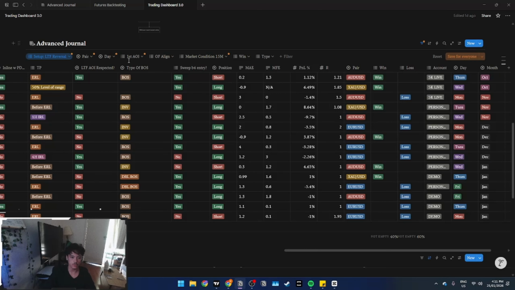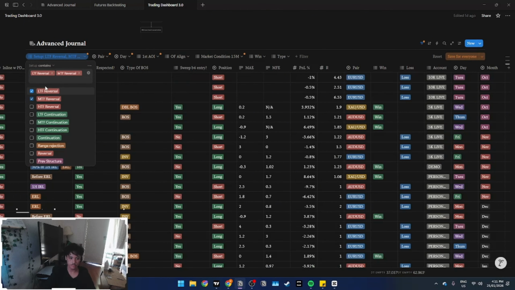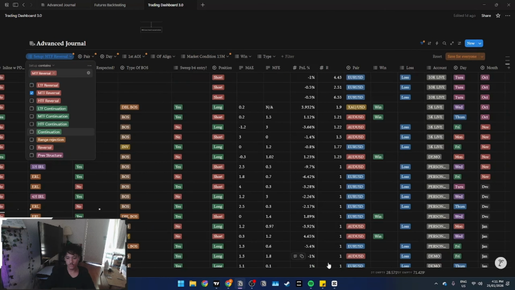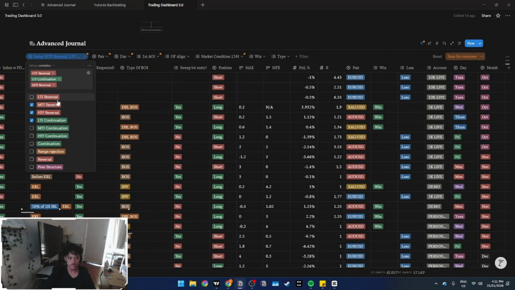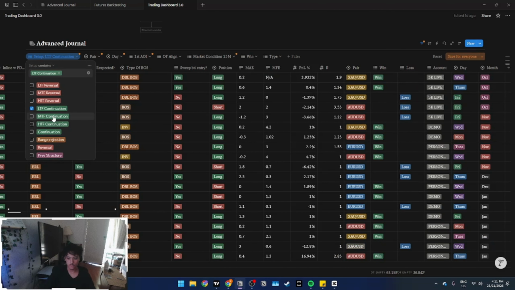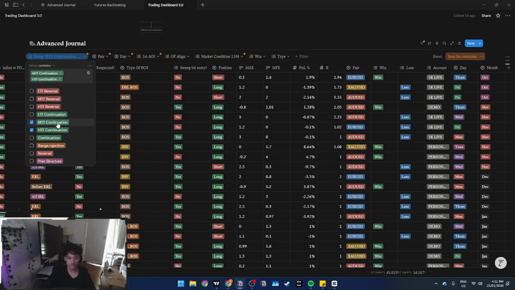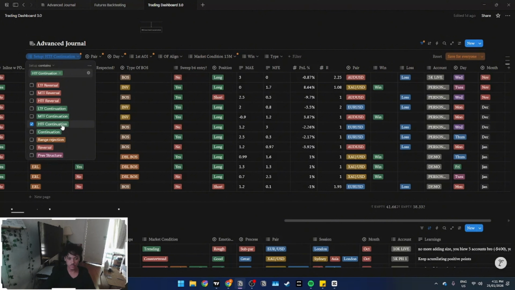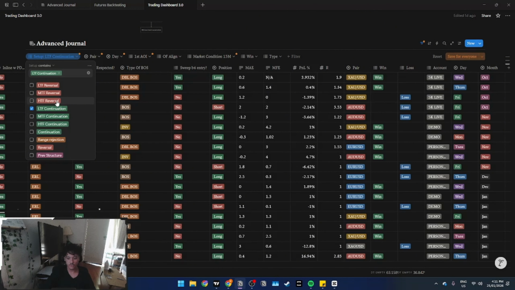So if I go lower time frame reversals, I've got a 40% win rate. Middle time frame reversals, 28%. High time frame, 66%. 63% on lower time frame continuation trades, 55% on middle time frame continuation trades, 41% on higher time frame continuation trades. So out of all those, I have the highest win rate on the lower time frame continuation trades.